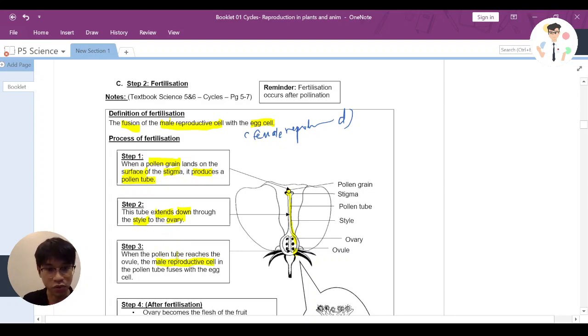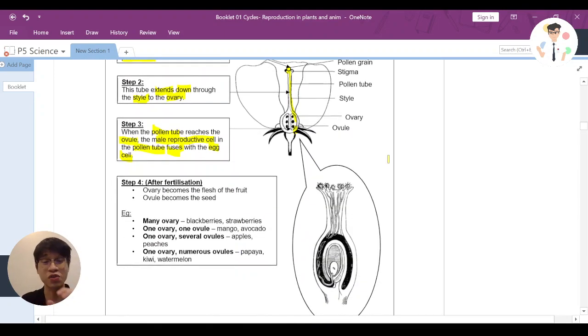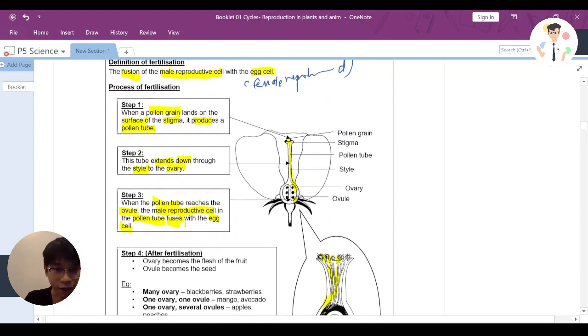Basically, the pollen tube will reach the ovule from the ovary. Then the male reproductive cell in the pollen tube will come down and fuse with the egg cell, which is found in the ovule. You can see a clearer illustration here. These are the pollen grains, these are the tubes, going down to the ovary and into the ovule to meet the egg cell. This is the part where they fuse.